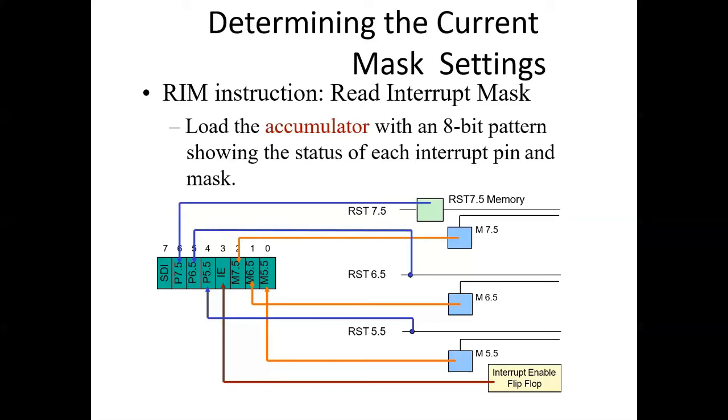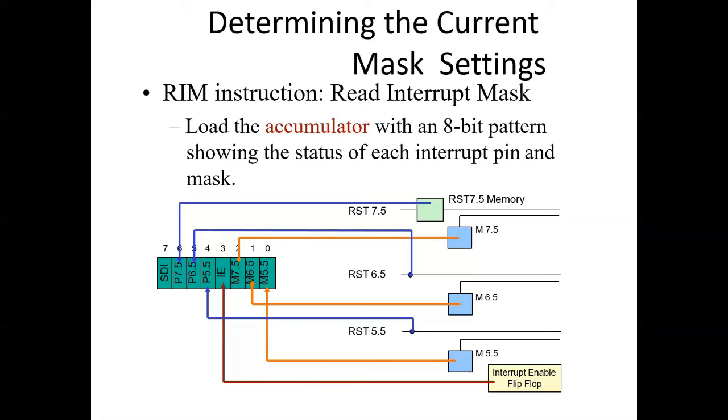Bit 4. This is the interrupt pending RST 5.5 or IP 5.5 bit. If this bit is equal to 1, it means that the RST 5.5 interrupt is pending or waiting to be serviced. This will be the situation when the RST 5.5 interrupt pin is activated, but RST 5.5 is masked or the interrupt system is disabled. If IP 5.5 is equal to 0, the RST 5.5 interrupt is not pending.